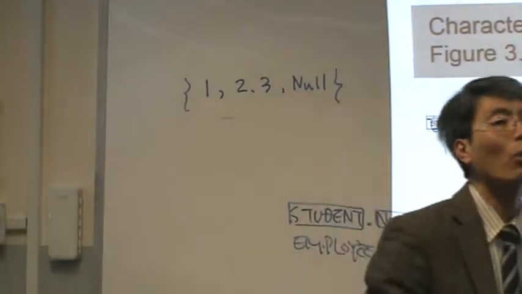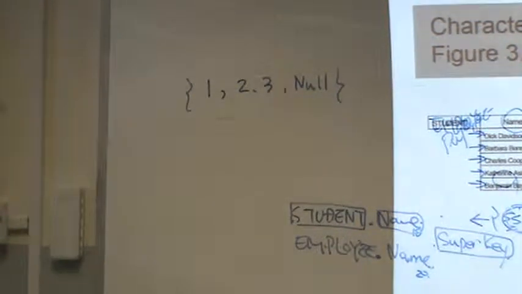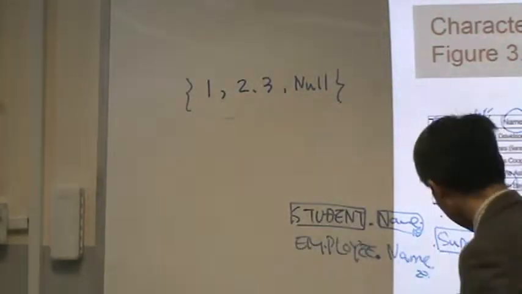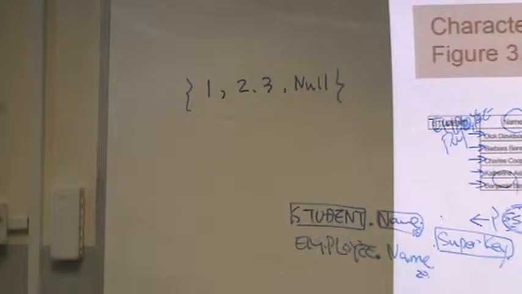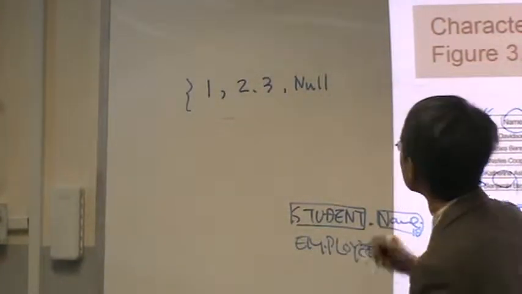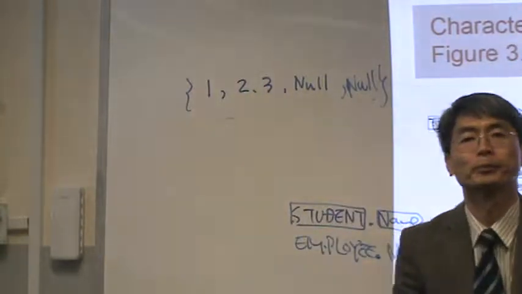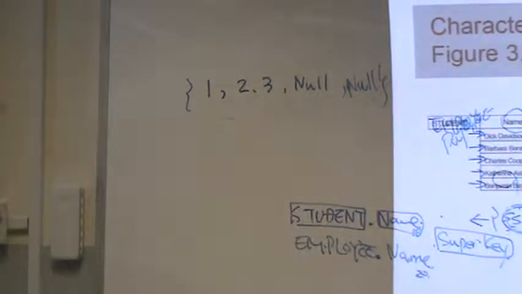Is it unique or not? It's unique, but with null you don't know where it is. Anyway, it's unique. What about this one? Another nine. Is it unique or not? How many of them are unique? Only one. How many of them are not unique?